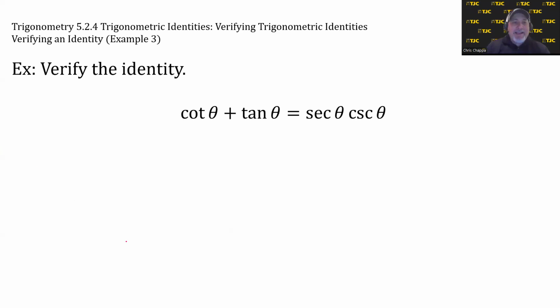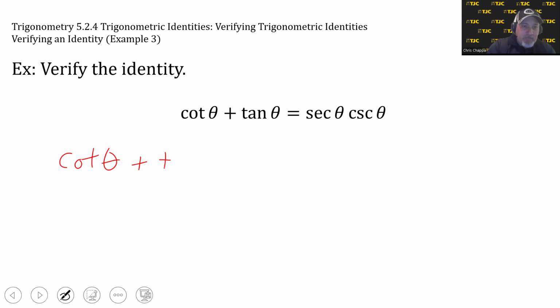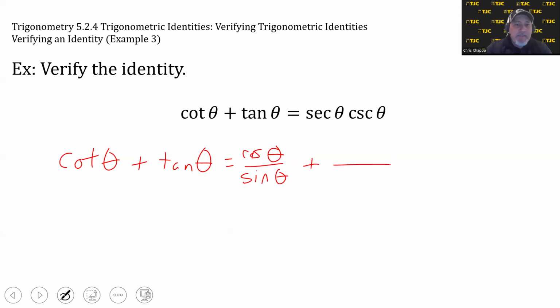So we're going to attack the left side and then attack the right side. Let's attack the left side, cotangent theta plus tangent of theta. Now, if we were to do something trigonometrically, our only choice at this point is to use the two quotient identities. Cotangent of theta is cosine theta over sine theta. Truth be known, I started writing sine and then I had to backtrack and spell cosine. And then tangent theta is sine theta over cosine theta.